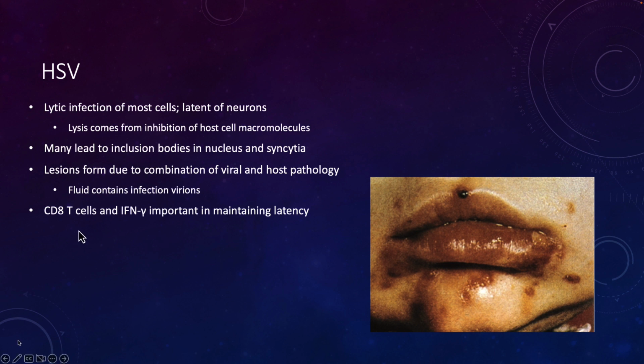CD8 positive T cells, so like killer, basically cytotoxic T cells, and interferon gamma are important for maintaining latency because these cells and then this particular cytokine help get rid of cells that are expressing the virus. So if a cell is just holding on to the virus but not expressing viral proteins, that's going to be a latent stage.